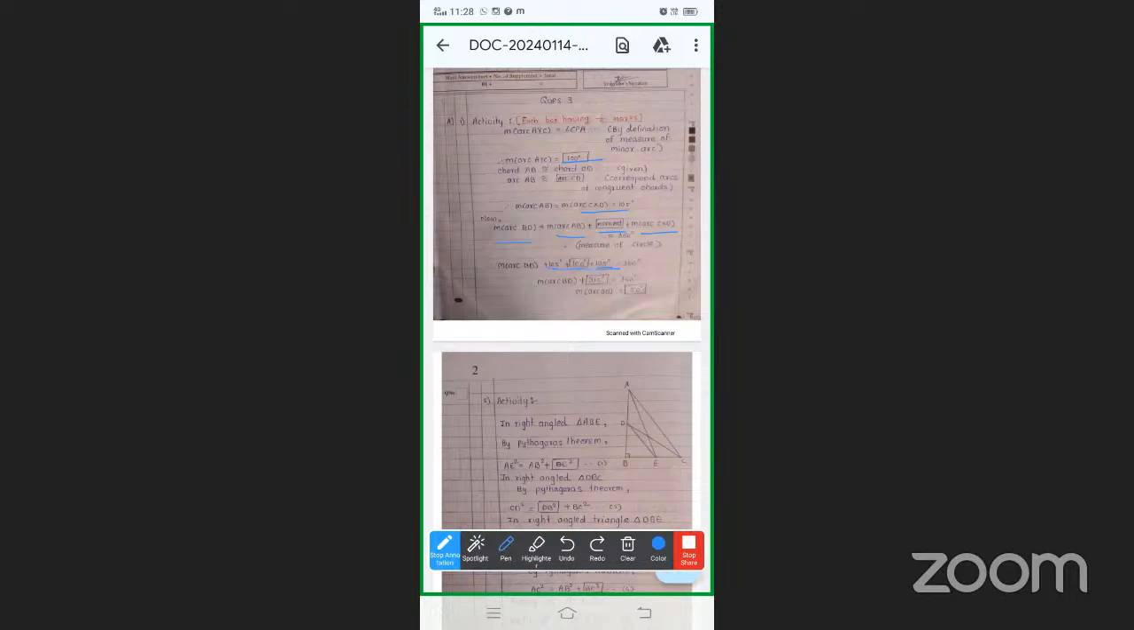So add it properly, that is 105 plus 100 degree plus 105, we will get 310 degree. So measure of arc BD is equal to 360 degree minus 310, that will get the 50 degree, correct? So we have completed the first activity.